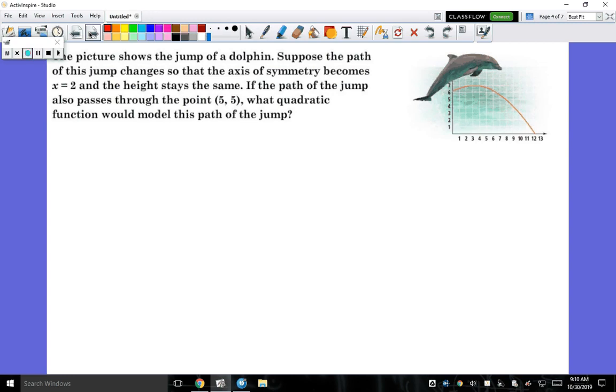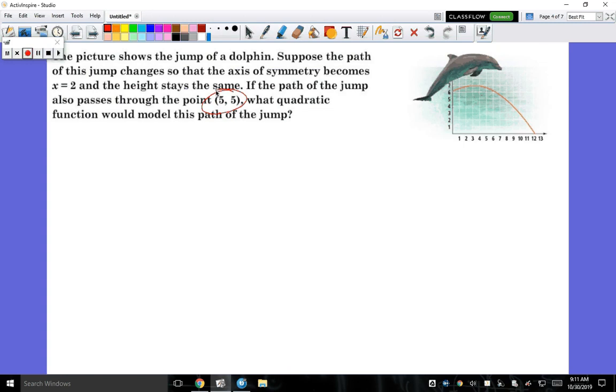Alright, so the picture shows the jump of a dolphin. Suppose the path of this jump changes so that the axis of symmetry becomes x is equal to 2 and the height stays the same. If the path of the jump also passes through the point (5, 5), what is the quadratic function that would model the path of this jump? There's a lot going on. Any questions, or any suggestions on how I could start?